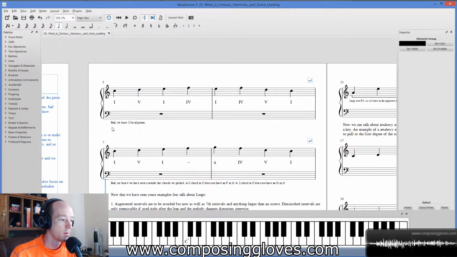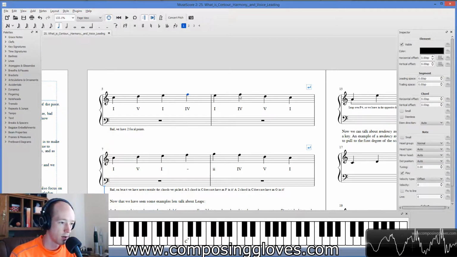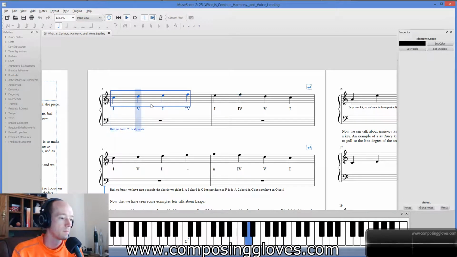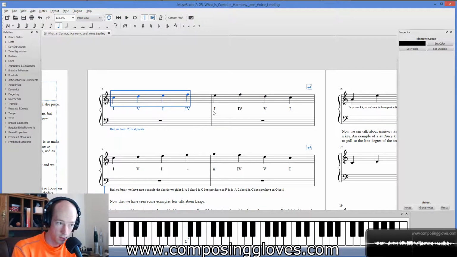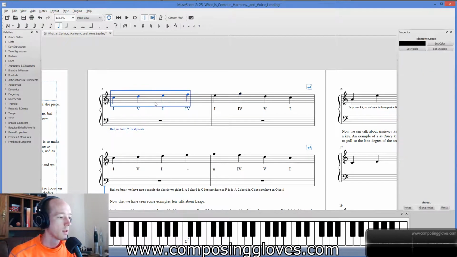All right, so if we come up here, bad, we have 2 focal points. Look at this. There's an F here and another F here. How uncool is that? Check it out. It's like, okay, that was cool. This could be cool. There could be reasons to do this. But for now, it's like, where's our focal point? This lacks clear direction. So let's go ahead. Let's just make this a G for now. What the heck? See the difference.